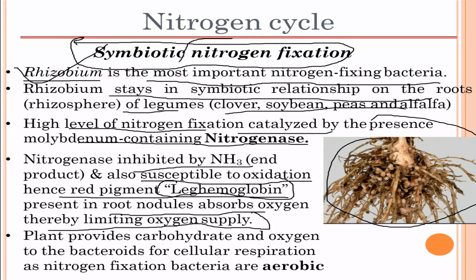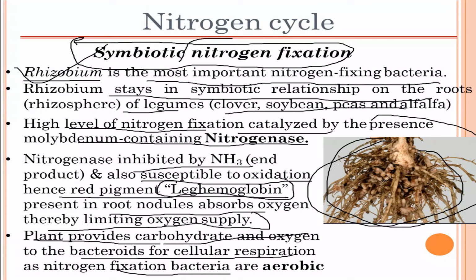So definitely, due to the presence of hemoglobin, the entire oxygen content is reduced, because all of it gets absorbed with the help of hemoglobin in the root nodules. So oxygen content is always a limiting quantity. Also, the plant provides carbohydrates and oxygen to the bacteroids for cellular respiration, as nitrogen fixation bacteria are aerobic.